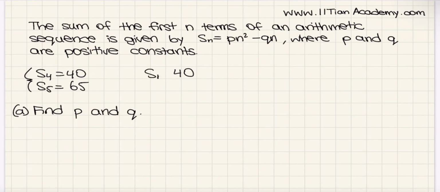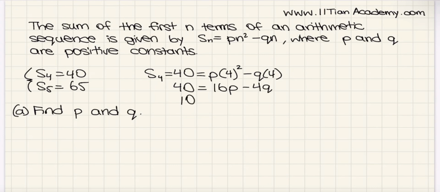So S of n is equal to 40, which is equal to P times 4 squared minus Q times 4. And then that means that 40 is equal to 16P minus 4Q. And then if we divide everything by 4, we get that 10 is equal to 4P minus Q. And that's our first equation.